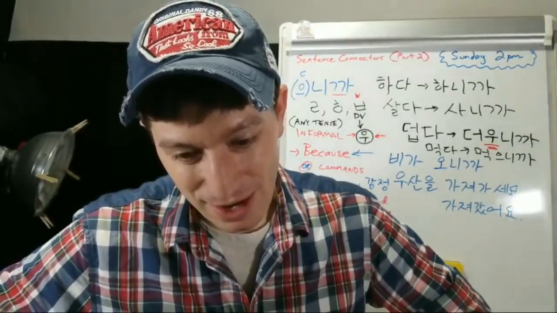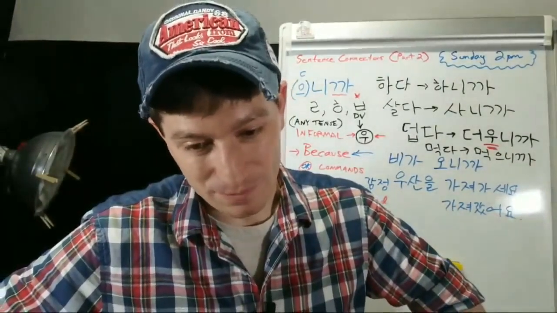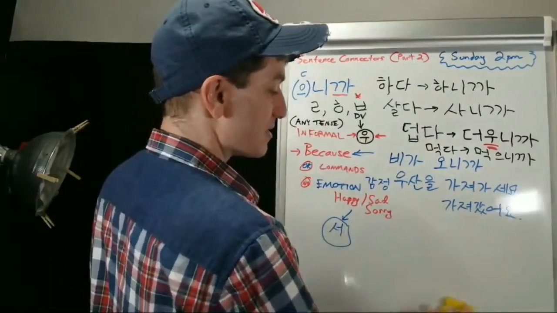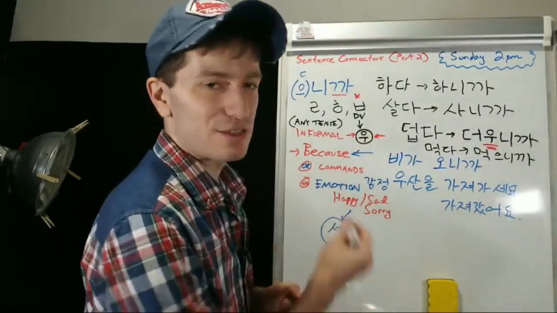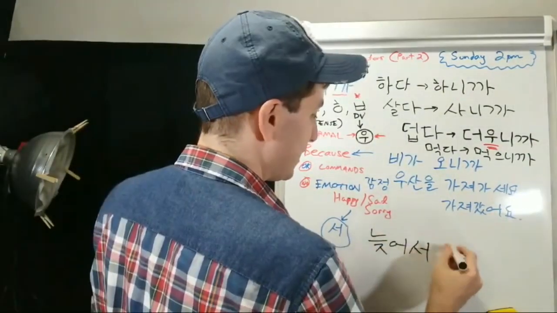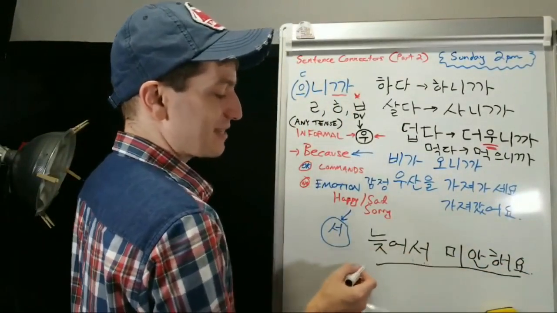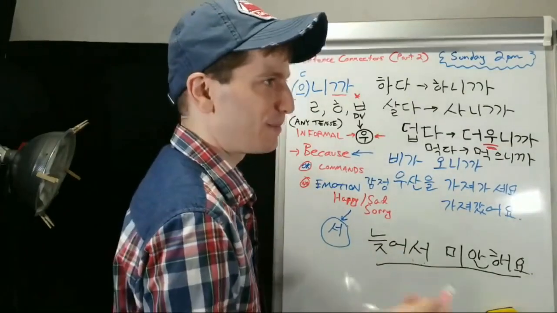늦어서 미안해요. That's right. You have to use the 서 if you're saying I'm sorry for. If you want to say I'm happy because, or I'm sad because, or I'm sorry because, you have to use the 서 form. You cannot use this form. So someone wrote 늦어서 미안해요. Because here it's sorry. I'm sorry because I'm late. It's an emotion. You can't say 늦으니까 미안해요. That would be really weird.